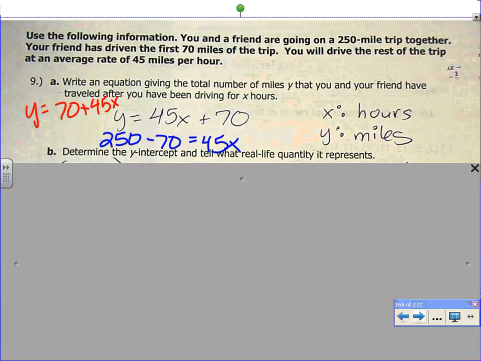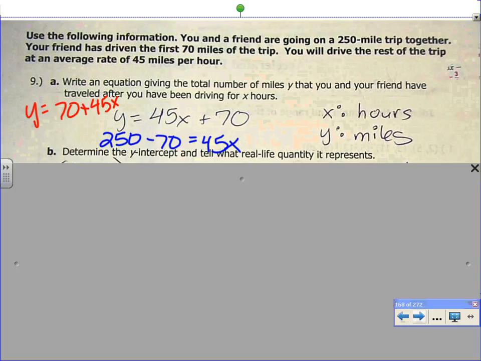There are a lot of questions on this. Does anybody need me to explain it again? So your total equals something. What you already have, you're going to be adding on. And in this case, you're going 45 miles per hour, and they're telling you that X is hours, so 45 times however many hours you drive. That's what else you drive once you start to drive the car.